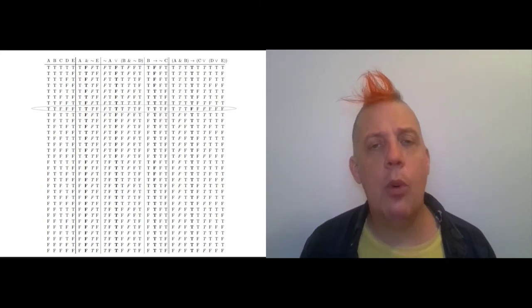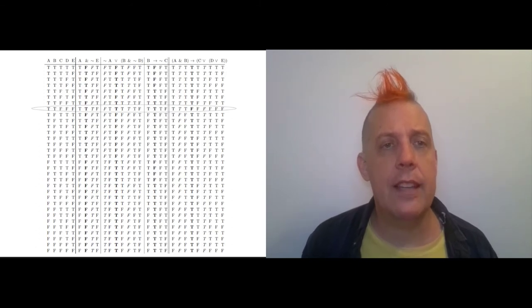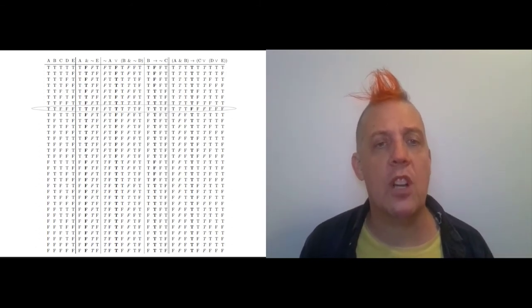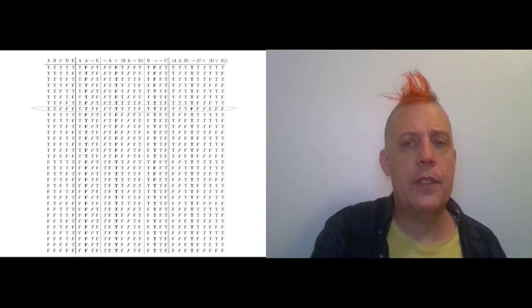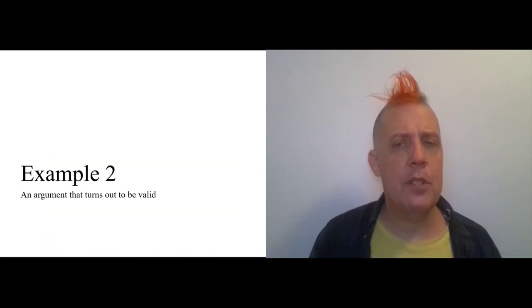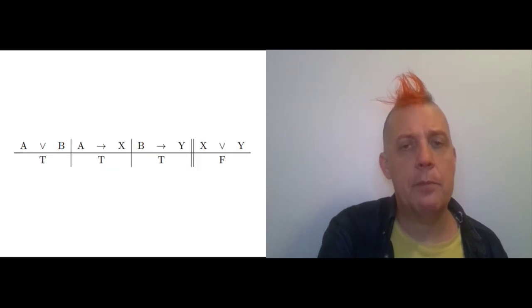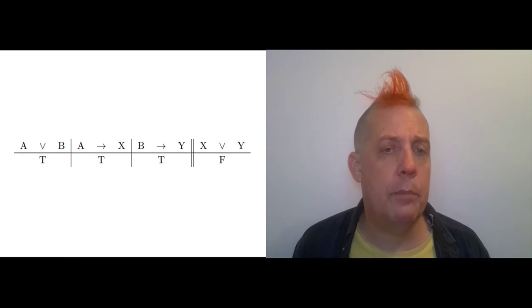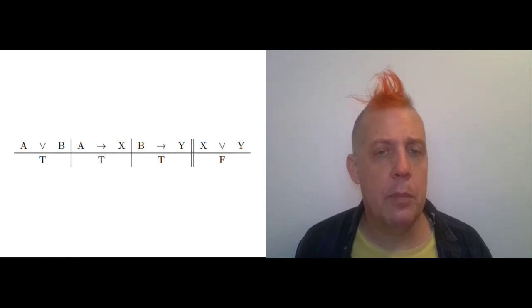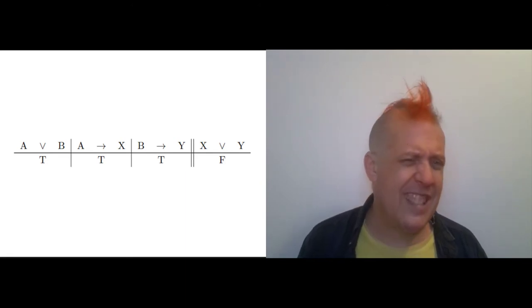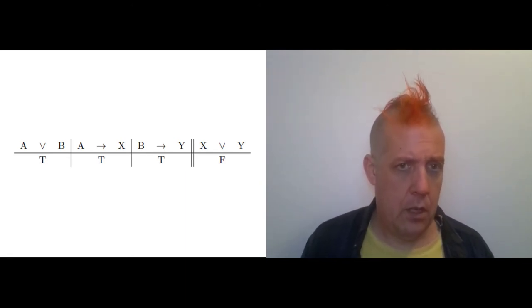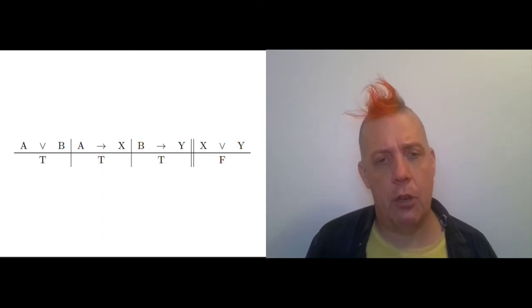Well, that was a simple example, because that was a case where the truth table worked out. What happens if it doesn't work out? What happens if the argument turns out to be valid? Well, we'll see what happens. We've got A or B, A implies X, B implies Y, therefore X or Y. This is actually a valid argument. But we're going to try to show it's invalid by assuming the premises are true and the conclusion false.